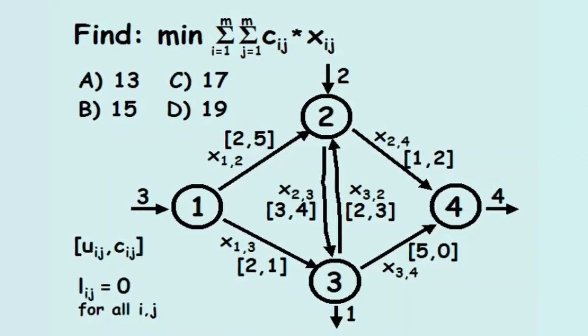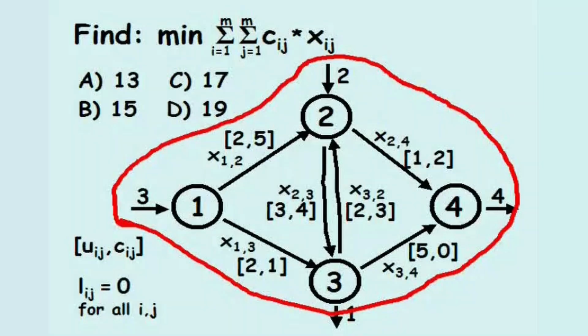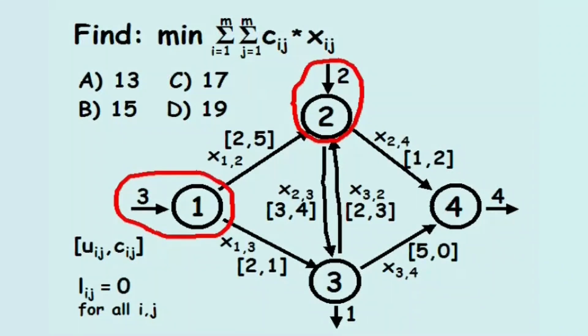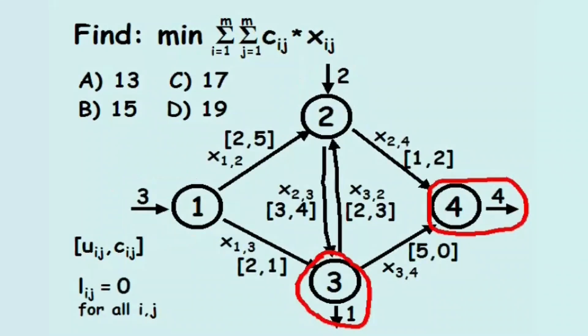Find the least cost route through the network. In this problem, 5 units of flow pass through a network composed of 4 nodes and 6 links. 3 units of flow enter node 1 and 2 units of flow enter node 2. 1 unit of flow exits node 3 and 4 units of flow exit node 4.